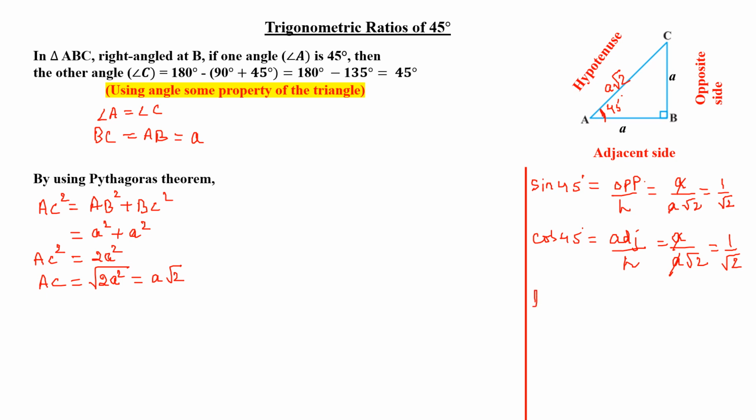Next is tan 45 degree. Okay, so tan 45 degree is opposite by adjacent. So your opposite is A, adjacent is also A, so A by A will give you 1.